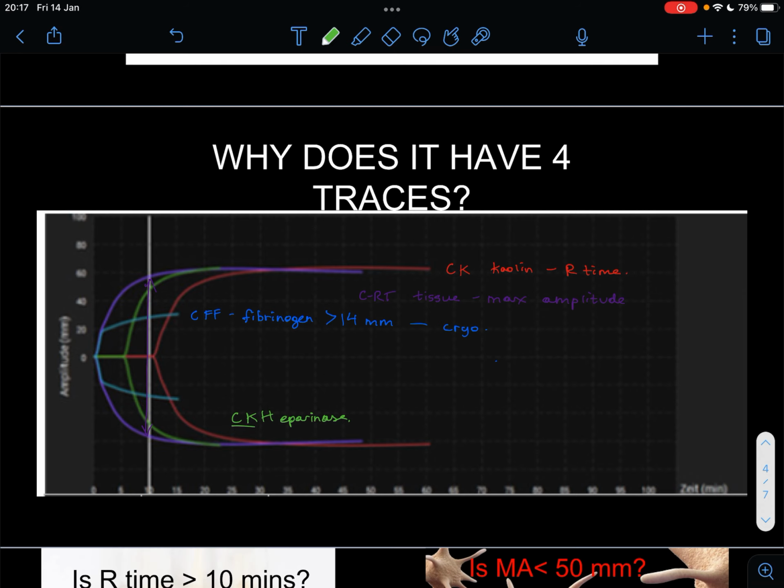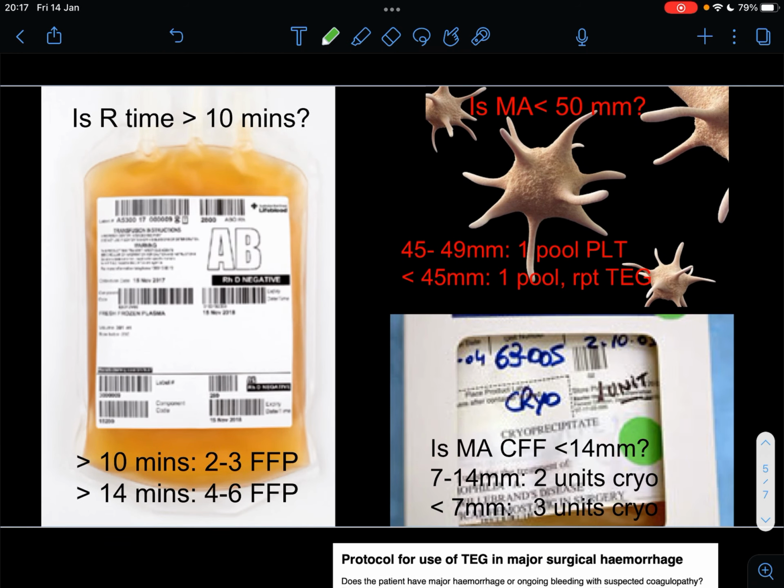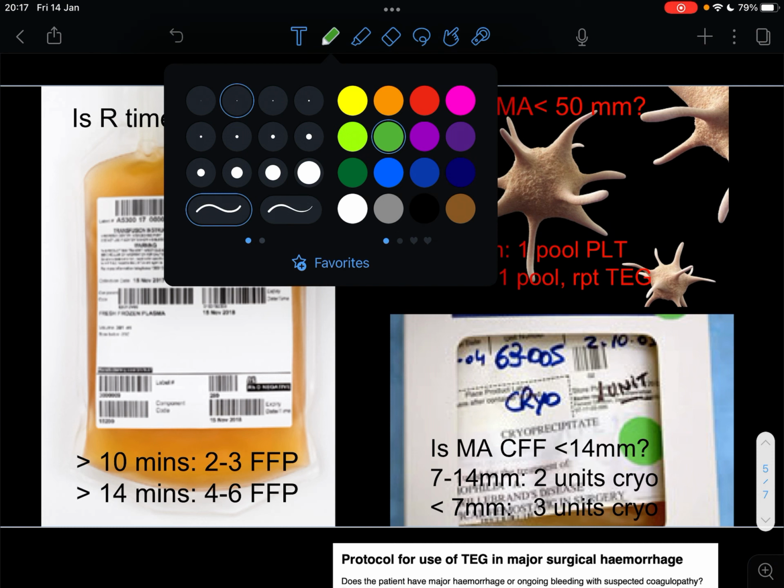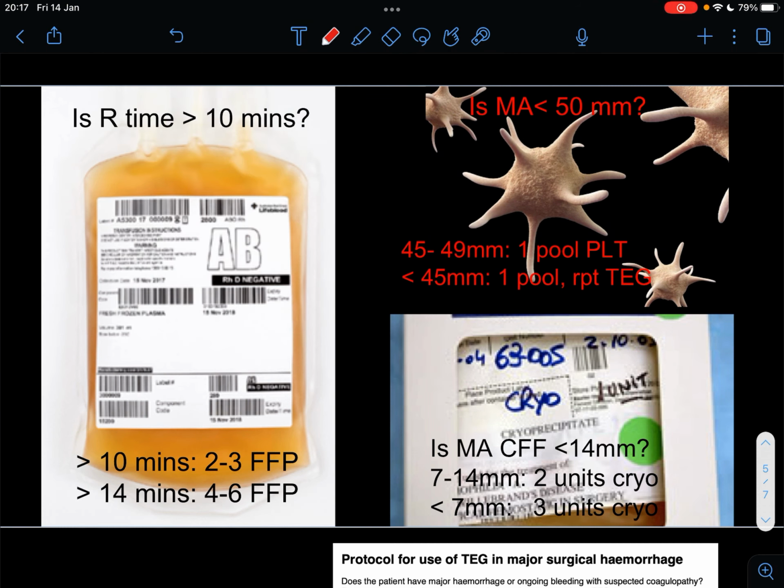So we can see now it's very simple. There's only a few things we can do. Is the patient's R time prolonged? So if it's longer than 10 minutes, they need more clotting factors, we give FFP. Is the maximum amplitude down? Maximum amplitude's down, need a stronger clot, need more platelets. Is the functional fibrinogen low? If it's less than 14 millimeters, get out the cryo. And that's all there is to it.